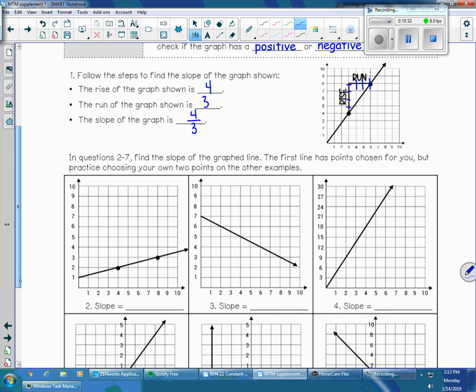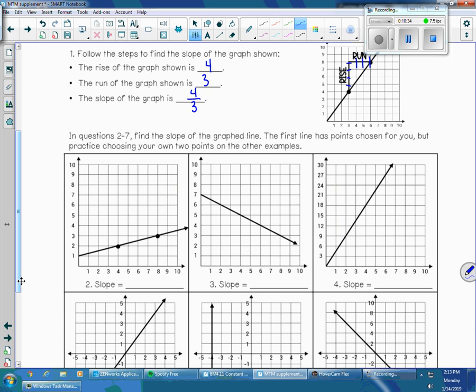Now, how do I choose the points that I'm going to use? I need to know where my north, south, and east, west are meeting, and I'm going to choose a point at an intersection. So this particular one, they drew a point. Whoops, I'm trying to get an eraser here. They drew the points for us. So I can count my rise from this point to this point. I'm going up 1 unit, and then to the right 1, 2, 3, 4 units.